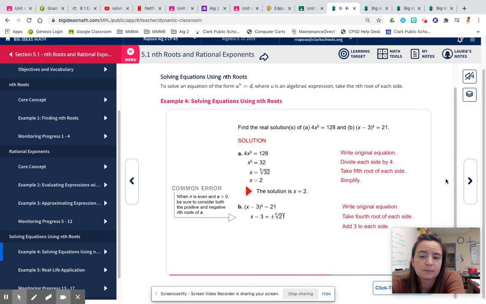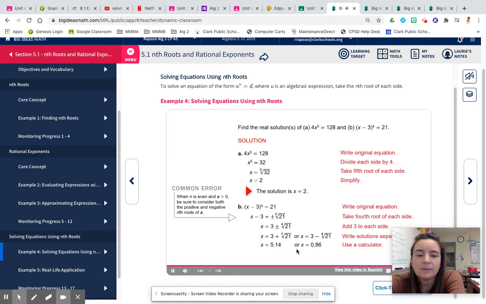Add 3 to each side to obtain x equals 3 plus or minus the fourth root of 21. Write the solution separately. X equals 3 plus the fourth root of 21, or x equals 3 minus the fourth root of 21. Use a calculator. X is approximately equal to 5.14, or x is approximately equal to 0.86.